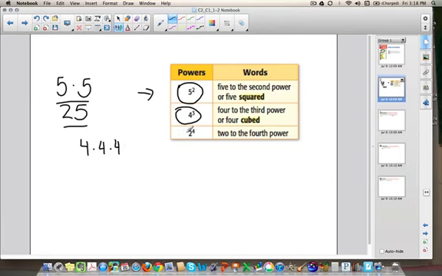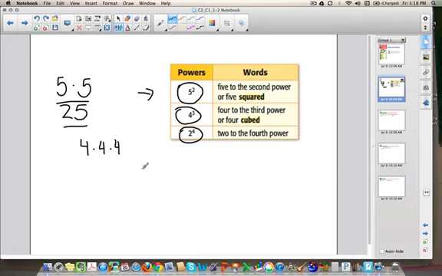The last example here in this table is 2 to the fourth power. Things to the fourth power don't have another term for them. Only things to the second power and things to the third power have another term for them. Remember, second power is squared and third power is cubed. After the third power, we just simply say to whatever power it is.